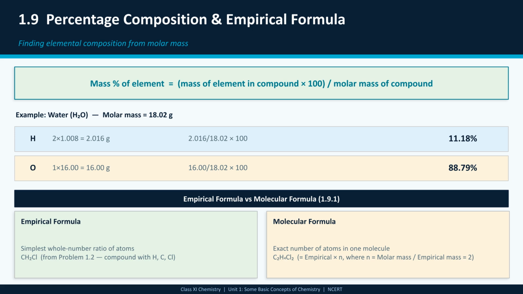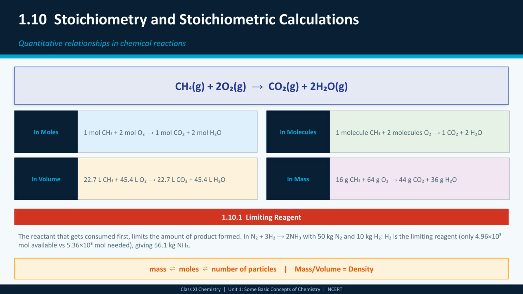Percentage composition is calculated by dividing the mass of an element by the molar mass of the compound, multiplied by 100. The video also contrasts empirical formula, the simplest whole number ratio, with molecular formula, the exact number of atoms in a molecule. Stoichiometry deals with quantitative relationships in reactions, based on moles, molecules, volume, and mass.